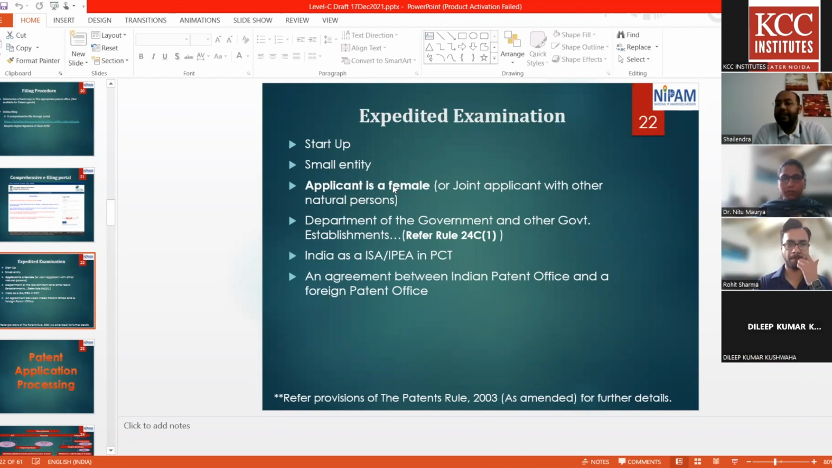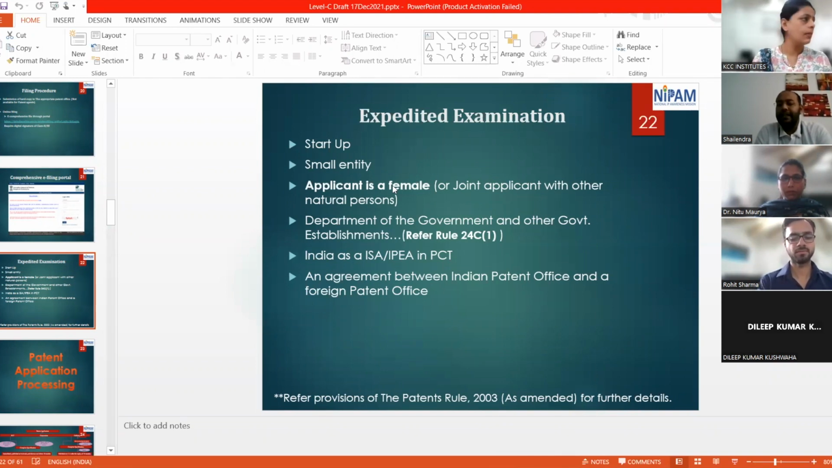And this is a very short time for any patent, because in any part of the world, you will find that it nearly takes around 2 years for any application. So it's a very nice way of filing. If you come under this particular category of expedited examination, then you can get the patent in a very short time.